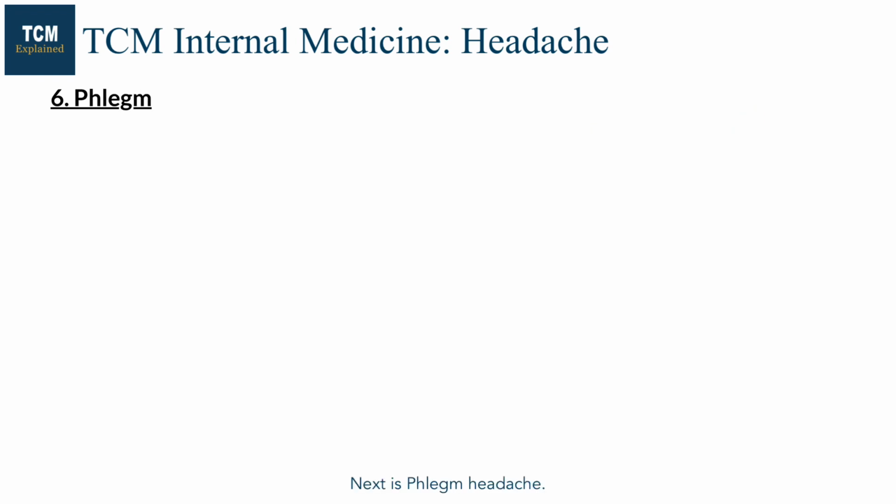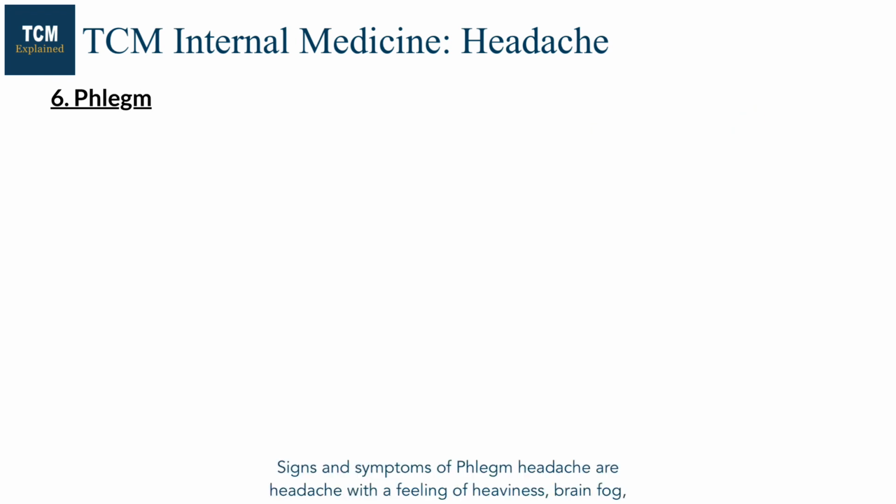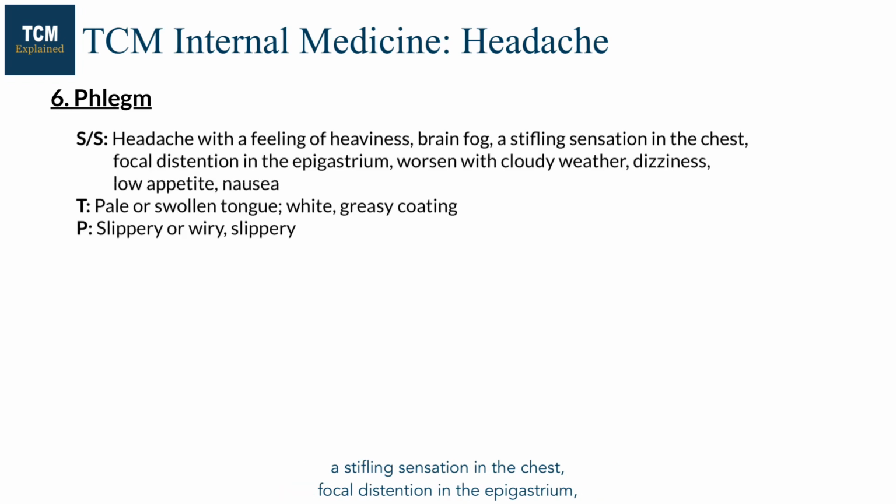Next is phlegm headache. Signs and symptoms of phlegm headache are headache with a feeling of heaviness, brain fog, a stifling sensation in the chest, focal distension in the epigastrium, worsen with cloudy weather, dizziness, low appetite, and nausea. Tongue is pale or swollen. Tongue coating is white and greasy. Pulse is slippery or wiry and slippery.